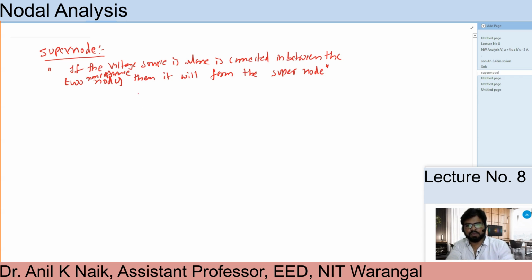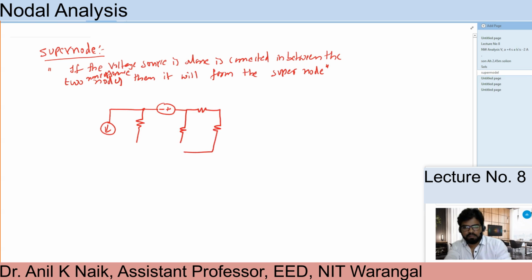I will tell you how to remember this one. Suppose I have a network like this, with different elements like this. I assume R1, R2, R3 and R4 are there, and assume some voltage. This has some V.